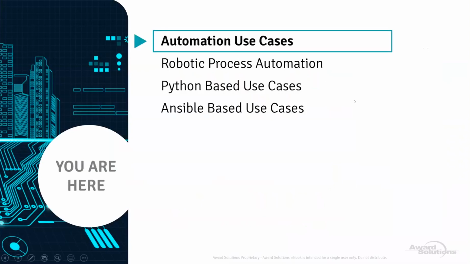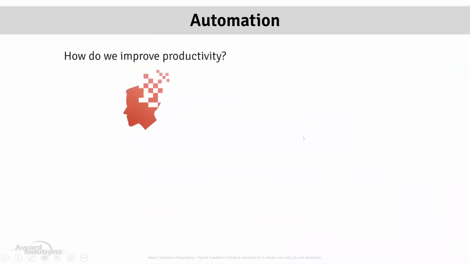So we'll start with automation use cases in general. Whenever we talk about automation, the first question that I want to ask is, how do we improve productivity? Now, notice the way that I'm phrasing this, very specifically: how do we improve productivity, not how do we eliminate work? We're trying to take the staff that we have, the people that we have, take our own jobs and be more productive.